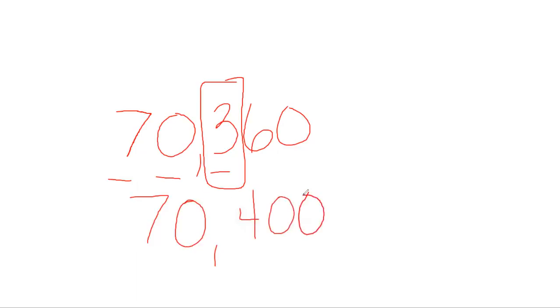70,400. So I took the number 70,360 and I rounded it to 3 significant digits. 7, 0, and 4 are my 3 significant digits.